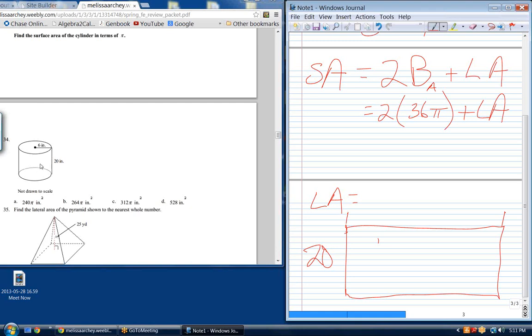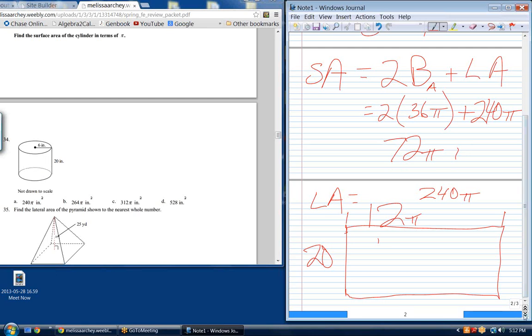If you wrap a label around that soup can so that it just touches, in other words, it fits perfectly with no overlap, then the length of the label after you unfold it into a rectangle is 2 pi r, the circumference of that circle. So 12 pi, because r is 6. So there's your width and your length of this rectangle. What's the area of it? 20 times 12, so 240 pi. That's the lateral area we're going to substitute right there. So we have 72 pi plus 240 pi, which is 312 pi.